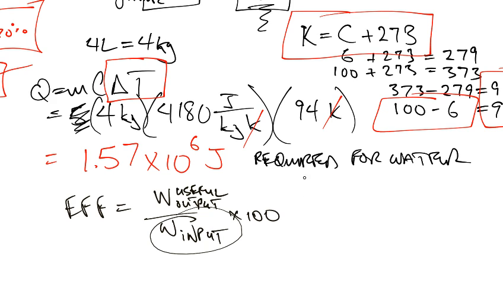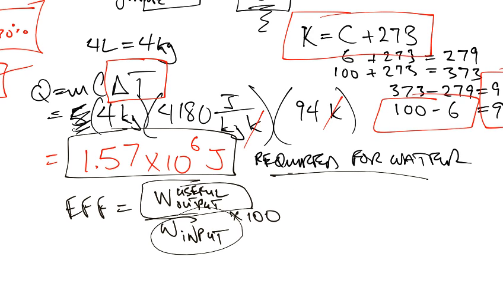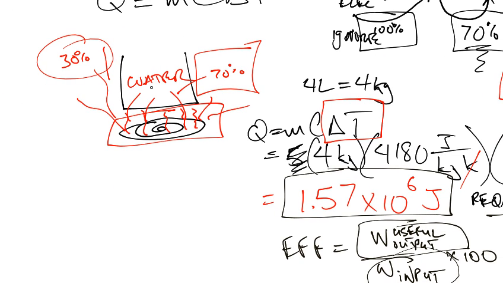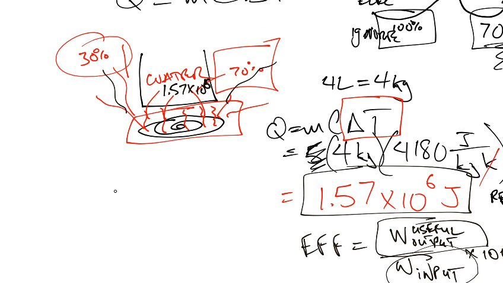So how much is what we require? Well, we need useful output of 1.57. Okay? Why do we need useful output? Because that's how much energy the water requires. So if we go back to the picture, the water is going to need 1.57 times 10 to the power of 6 joules. But the element has to produce more than that because some of it is going away. How much? Well, let's do the equation.